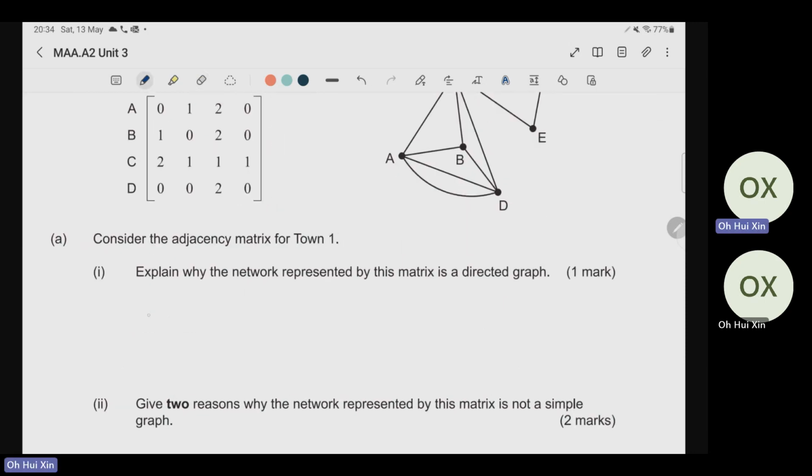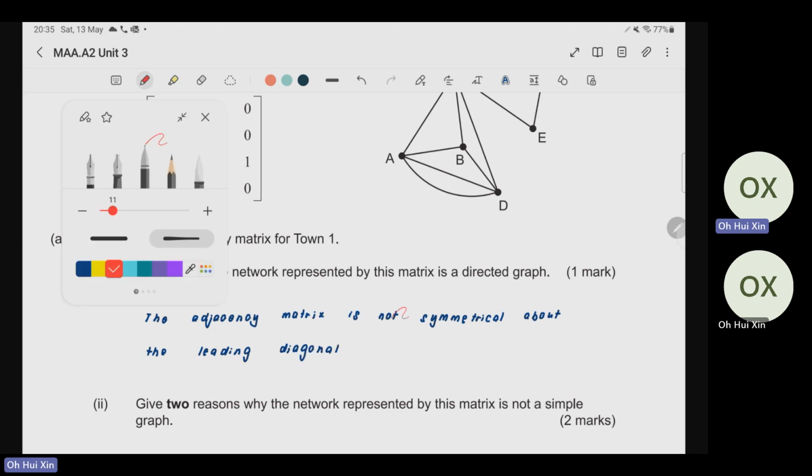The adjacency matrix is not symmetrical about the leading diagonal. All right, so you give a valid reason here, then you get your 1 mark.